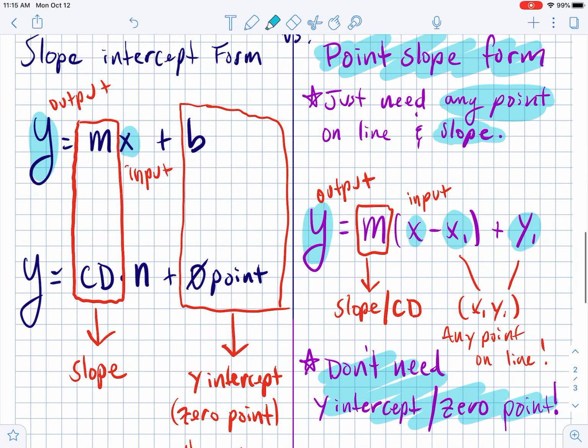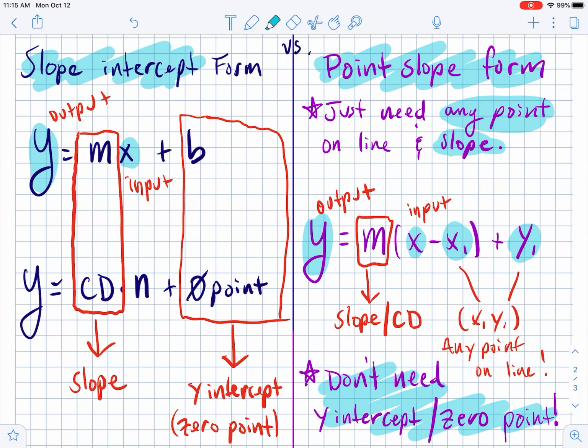In terms of building up the equation, there are two different ways you can look at it. You can make a slope-intercept form, y equals mx plus b, or you can make a point-slope form, which is y equals m times (x minus x1) plus y1.